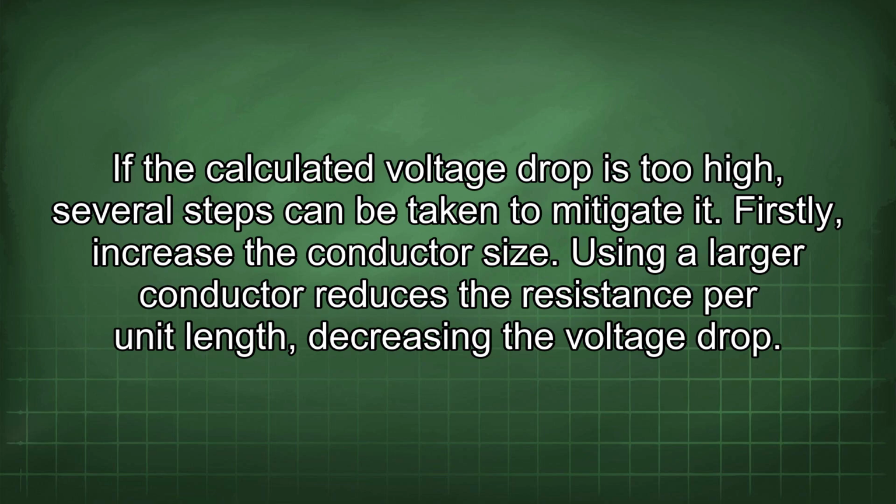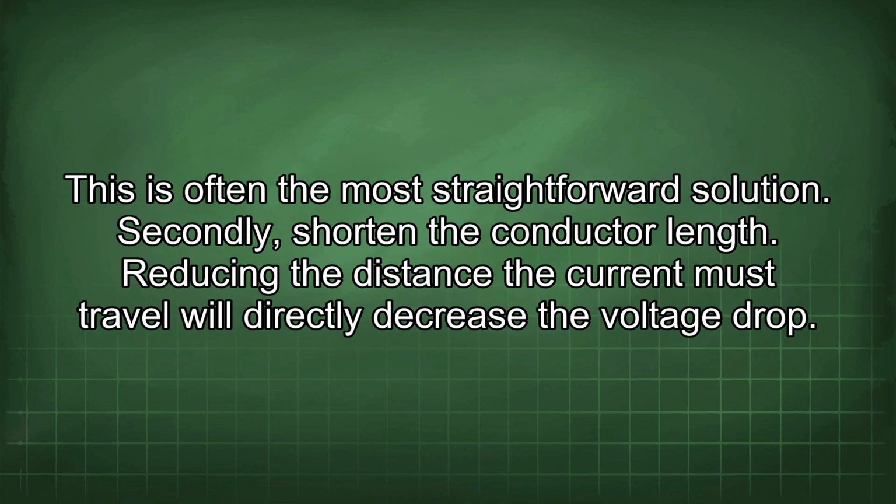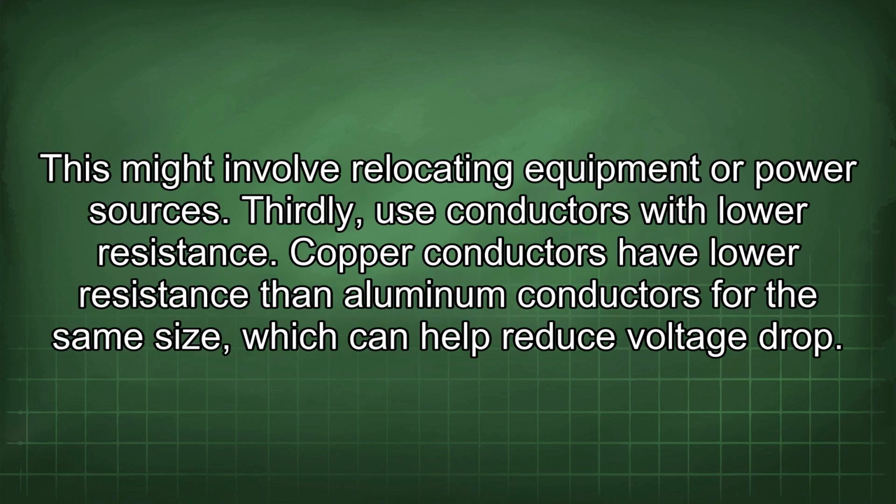Firstly, increase the conductor size. Using a larger conductor reduces the resistance per unit length, decreasing the voltage drop. This is often the most straightforward solution. Secondly, shorten the conductor length. Reducing the distance the current must travel will directly decrease the voltage drop. This might involve relocating equipment or power sources.